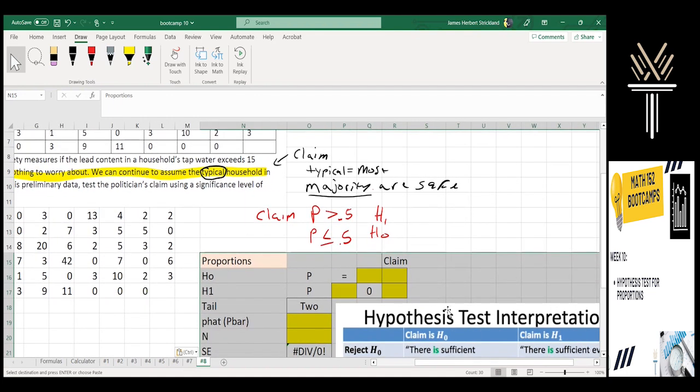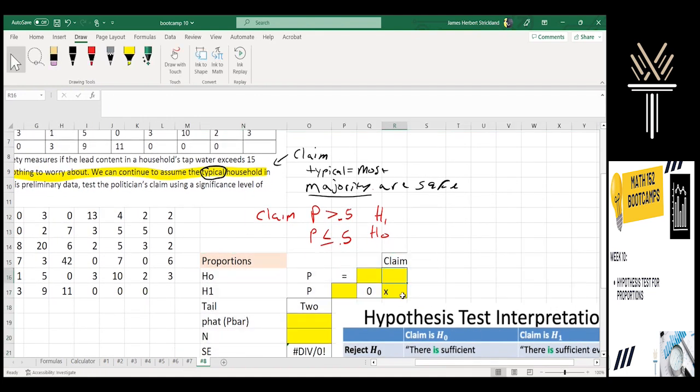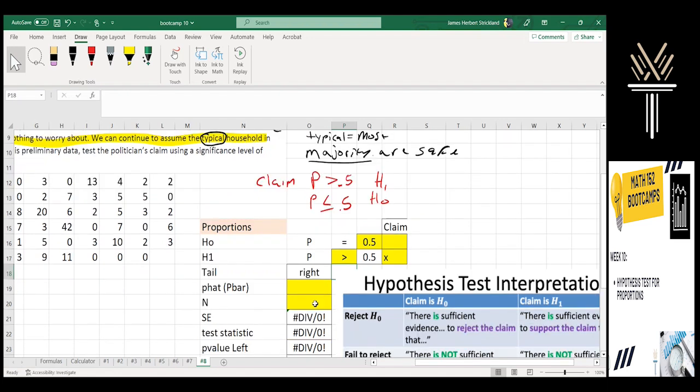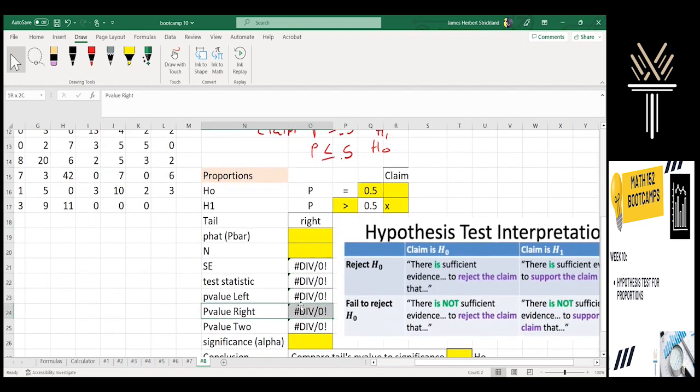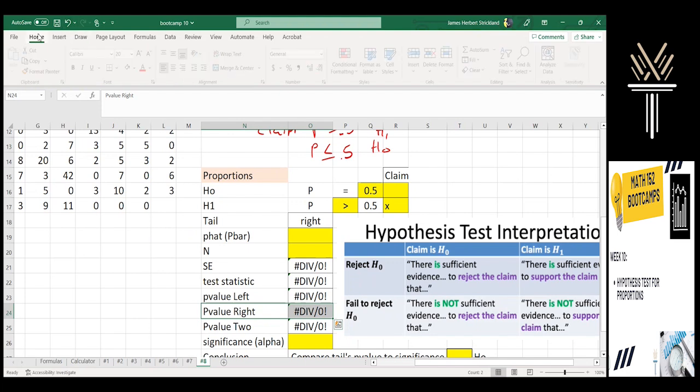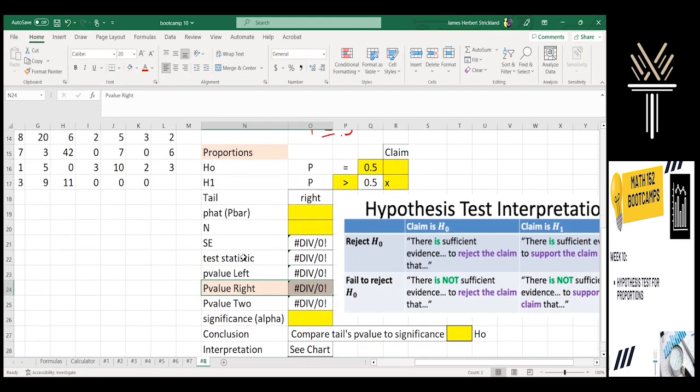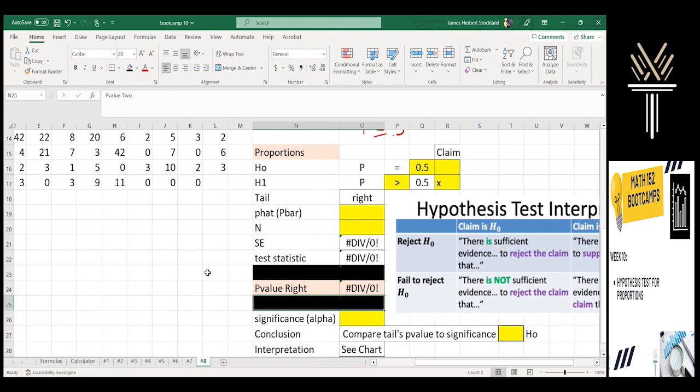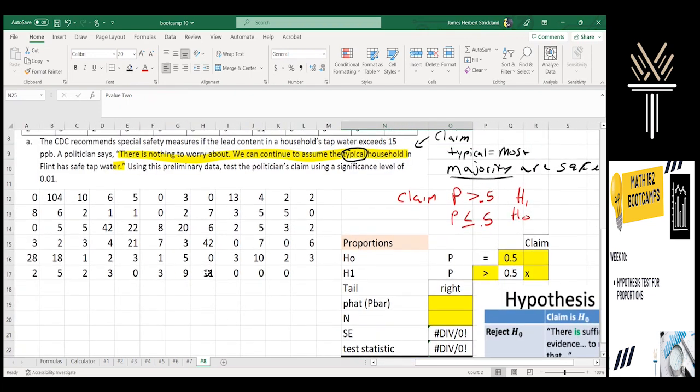And so we said our claim was the alternative statement. The value is 0.5, and we're looking at a majority, so we're looking at a right-tailed test. So I only care about this right p-value. I get to ignore the other two. You could just go in here and black them out so you don't see them, that way you don't write down the wrong one. Or, of course, you can just be careful. Either way, now we need to find our p-hat.